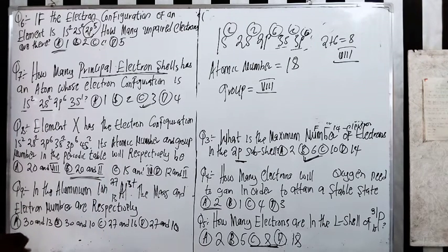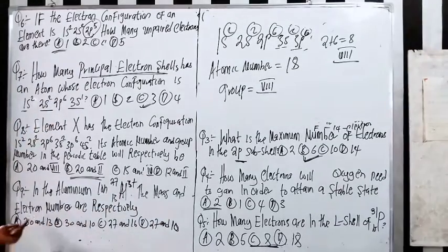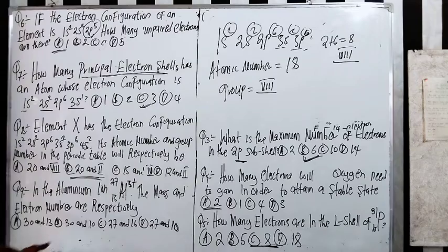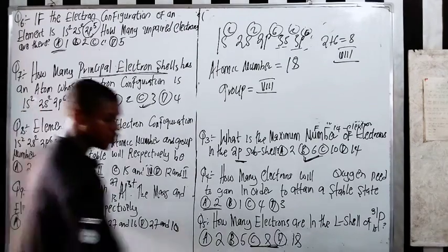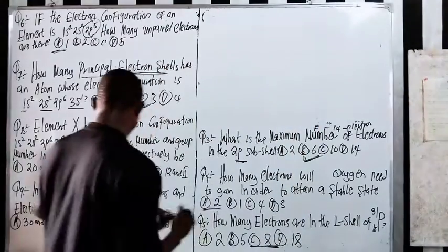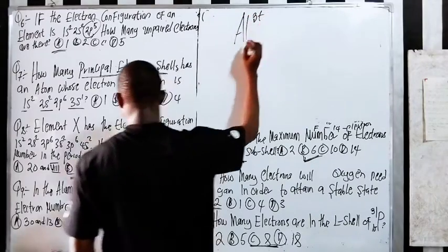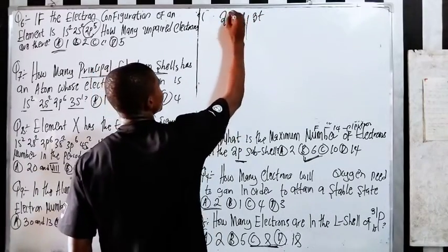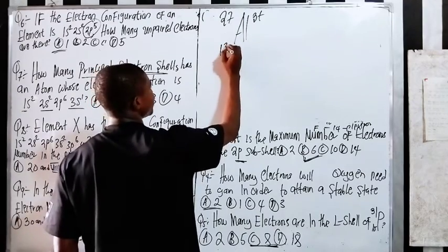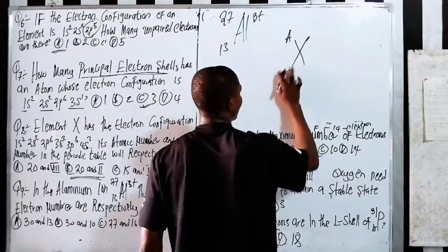Let's have question number 9. In the aluminum ion, the mass number and the electron number are respectively what? So let's look at it very well. Here we have Al 3 plus, here we have 27, and here we have 13. It's okay.